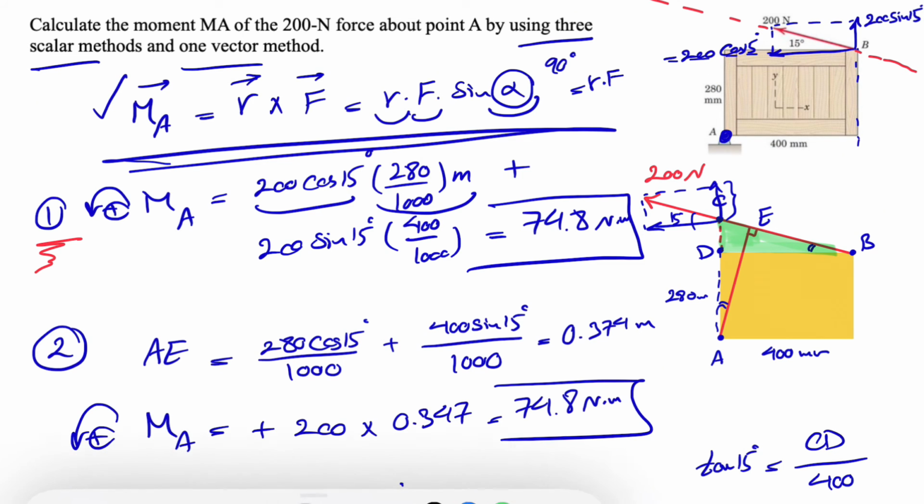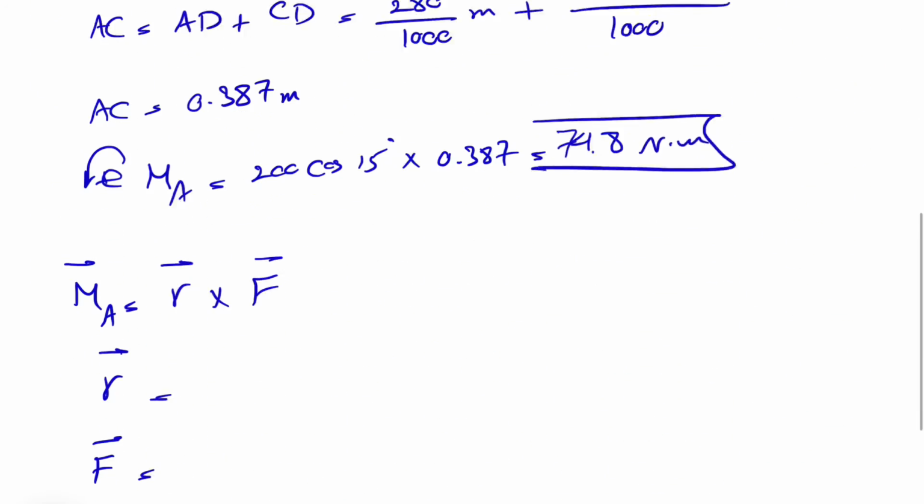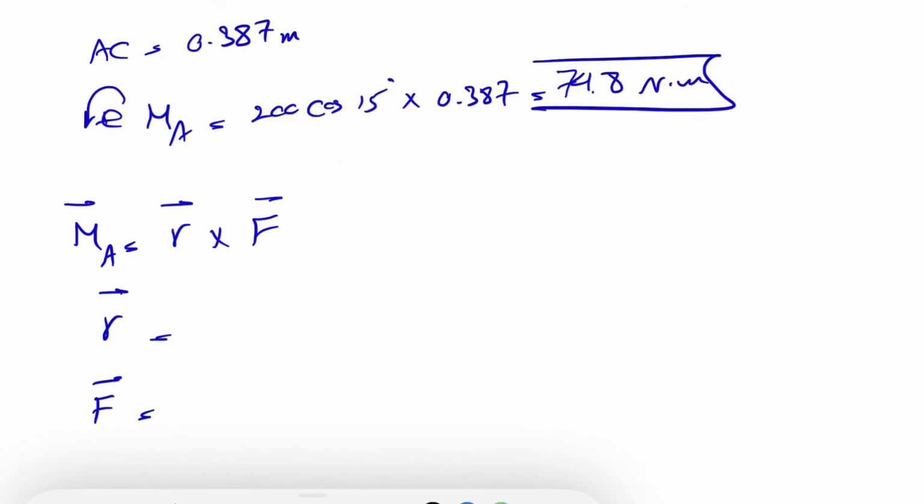Let's go with this one. We can call it RAB, or the other way of showing it is RB with respect to A. So basically we are going 400 millimeter in X direction and 280 millimeter in Y direction. So our R is basically 400 millimeter divided by 1000, 0.4 I, and we're going to go 0.28 in Y direction.